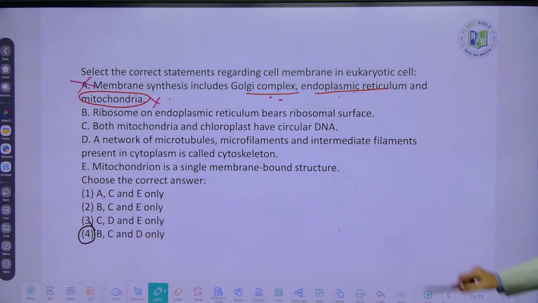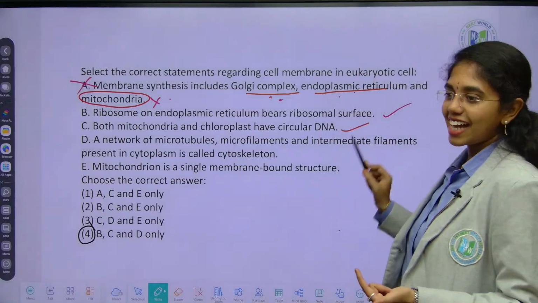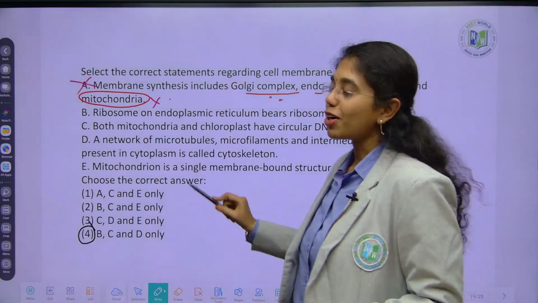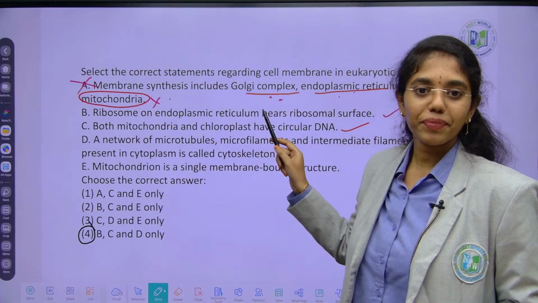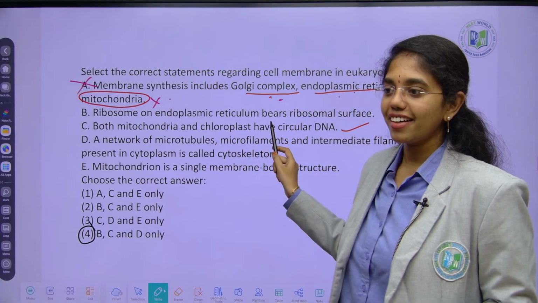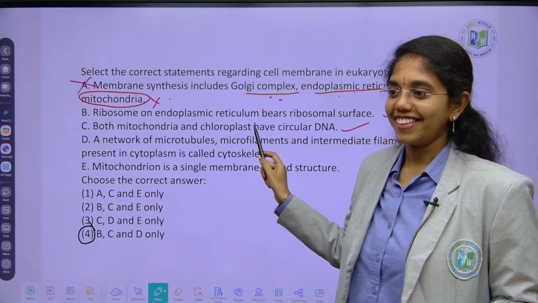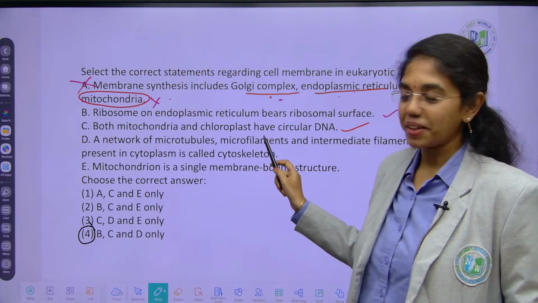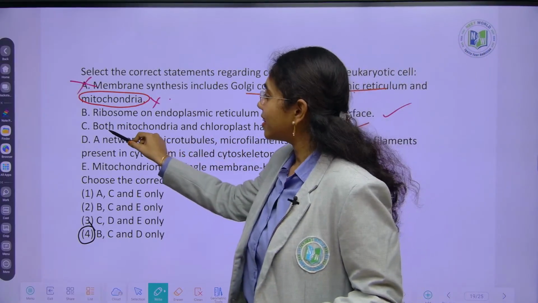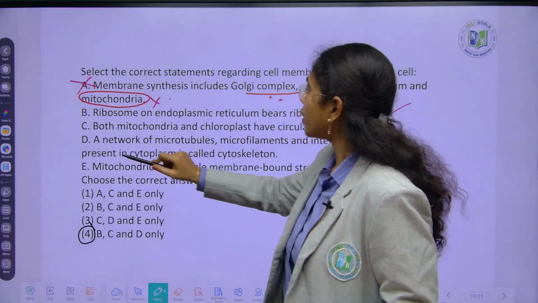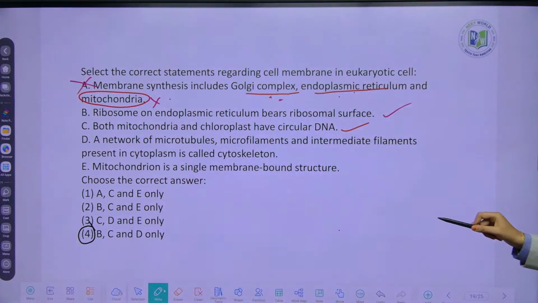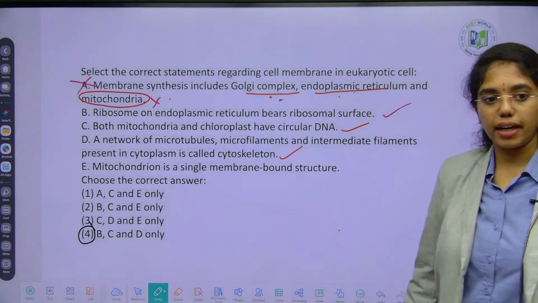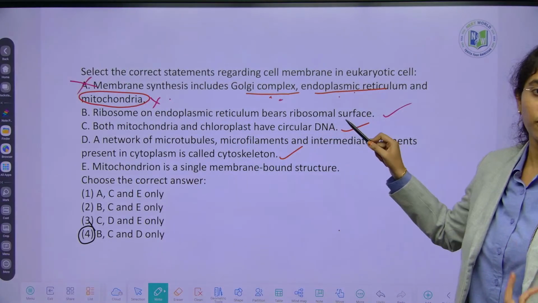Statement 2 we will observe. Ribosome on endoplasmic reticulum bears ribosomal surface. Both mitochondria and chloroplast have circular DNA, just now we learned. Learnt under what theory? Endosymbiotic theory. Remember that term. Third, so this is done. A network of microtubules, microfilaments and intermediary filaments present in cytoplasm is called cytoskeleton, correct? We will learn about it in detail tomorrow.